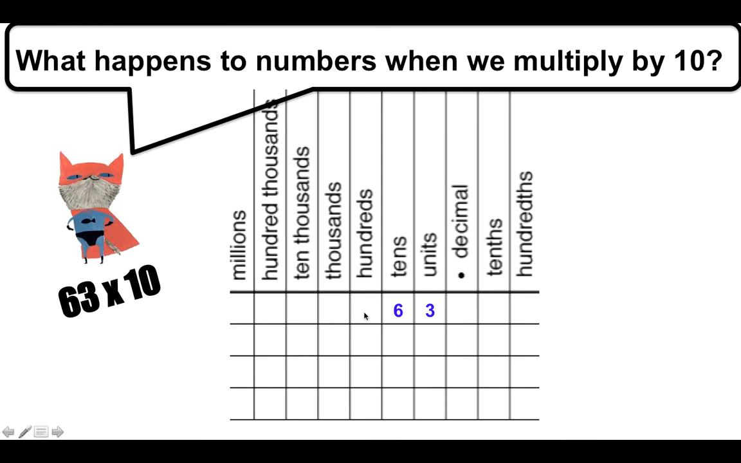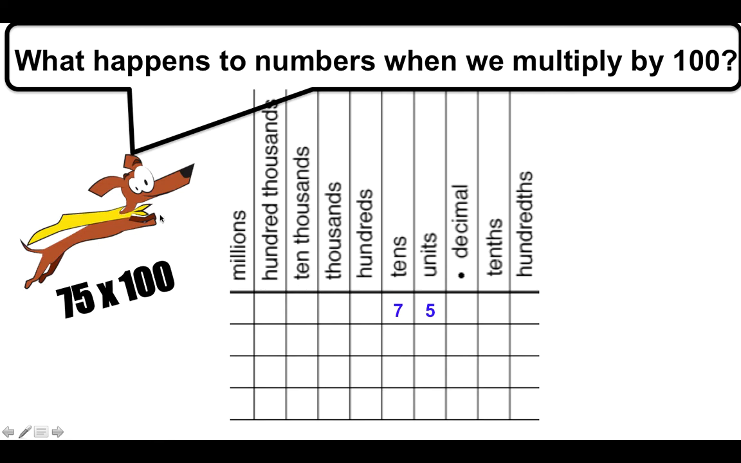Well, let's look at our example here. We've got 63, 6 in the tens and 3 in the units. When we multiply by 10, all of our numbers move one place to the left. Let's see that work. So the 6 tens become 6 hundreds, the 3 units become 3 tens, and here in this unit space, you guessed it, we need to put a 0, and the 0 is our super strong placeholder. So our answer to 63 times 10 is 630. All of our units, all of our tens have moved one place to the left.